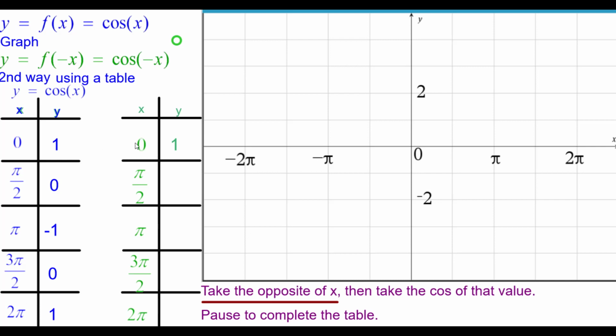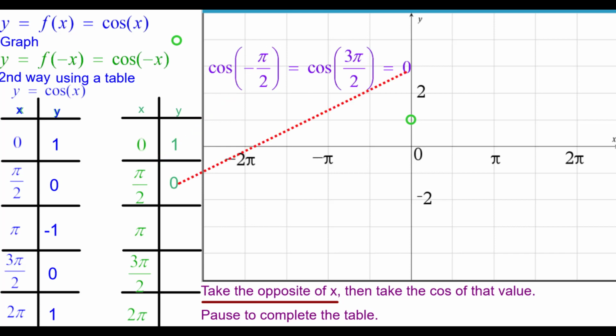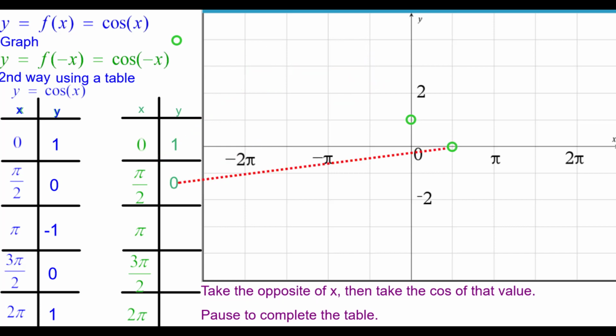So the cosine of the opposite of 0 is the cosine of 0, which is 1. So we can plot 0, 1. Take the opposite of pi over 2, which would be negative pi over 2. But the cosine of that is also the same as the cosine of 3 pi over 2. Those arguments are 2 pi, or a period, apart. So that's equal to 0. And we'll plot pi over 2, 0.